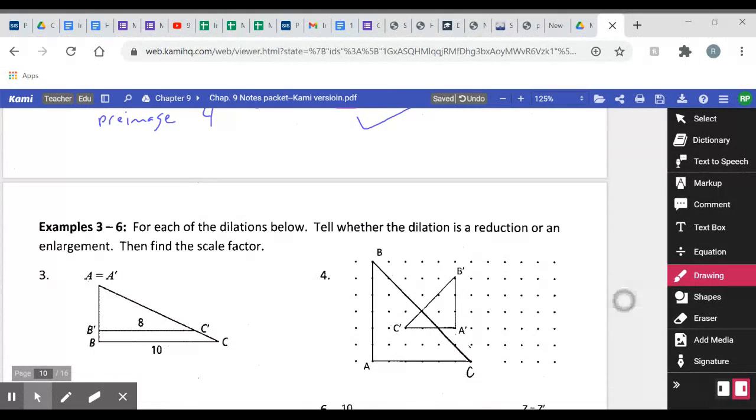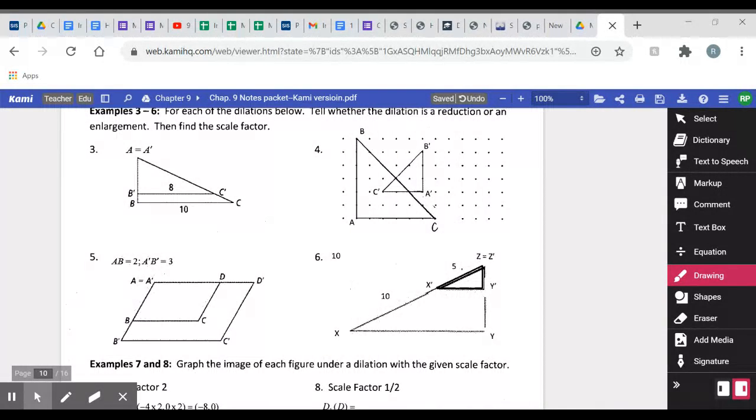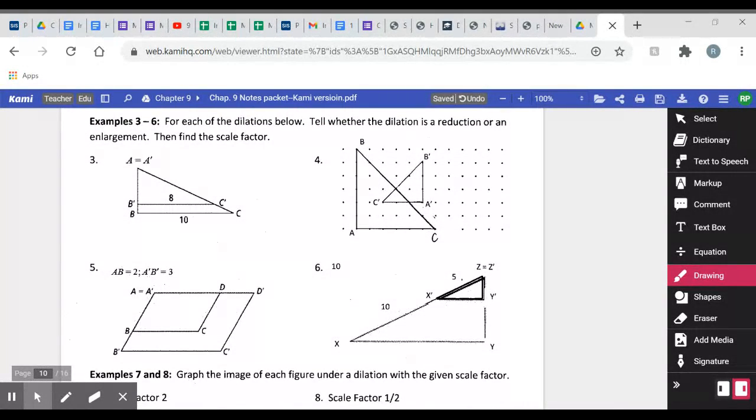Next is just more problems of what we were just doing. Same directions as what we just did for number 3, 4, 5, and 6. If you want to try these on your own, that's what we did in class. You could try these, writing whether it is an enlargement or reduction, and then writing the scale factor. Then you could come back to check your answers.